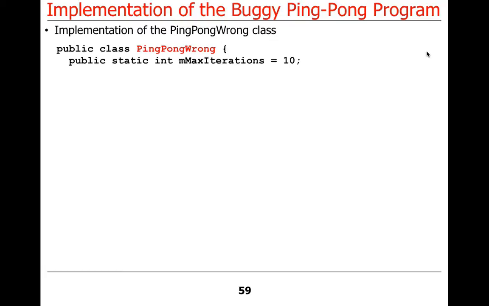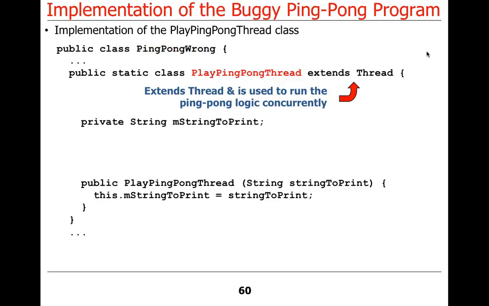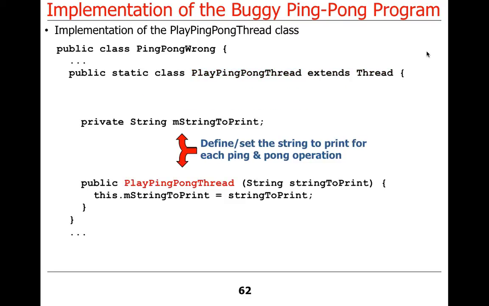All right, so let's take a look at the code, and maybe you guys can think as we're walking through the code what's wrong with it and how would you fix it, because it's kind of an interesting exercise to try to do this. So here's ping-pong wrong. We have the number of iterations to play. We'll play 10 iterations unless we go ahead and change this. Here's the play ping-pong thread, which is a thread. So we extend thread, and we're going to use this to actually drive the main computation. We then go ahead and keep track of the string we want to print, which will either be ping or pong. That gets set in the constructor, as you can see here.